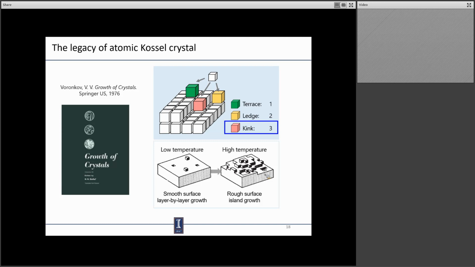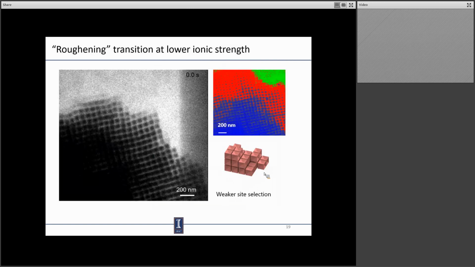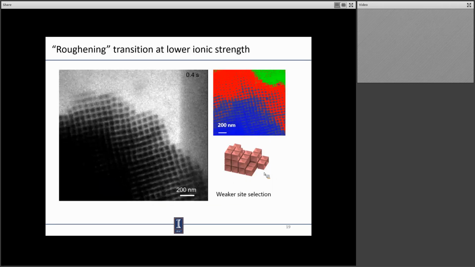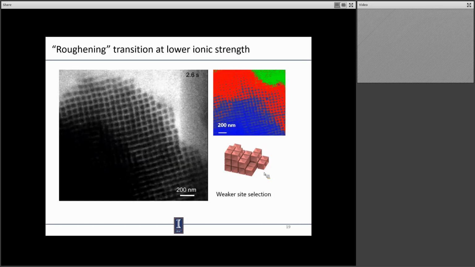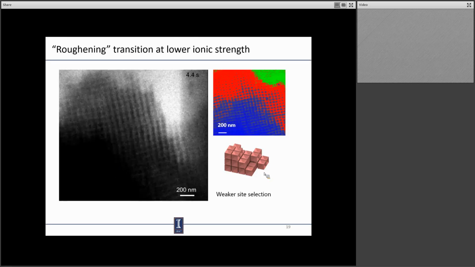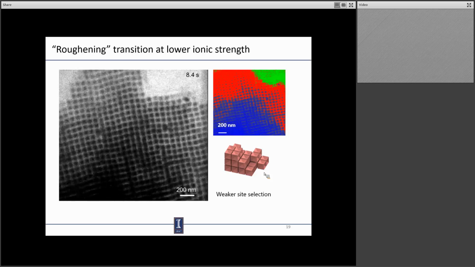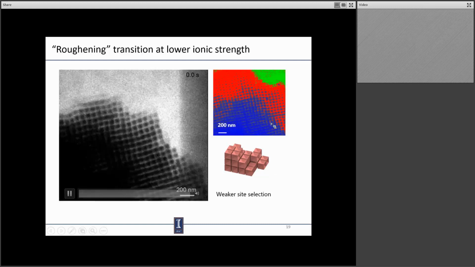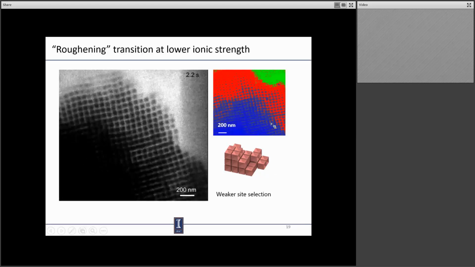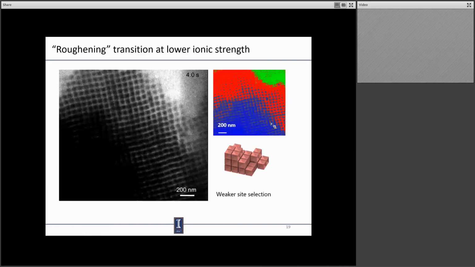So we went ahead to retrieve this roughening transition in our superlattice composed of nanoparticles. Instead of varying temperature, we lowered the ionic strength, the salt concentration, and then we immediately observed a difference in the crystallization behavior. As shown in this movie here, now the crystal front becomes extremely rough, with global formations of islands here and there.